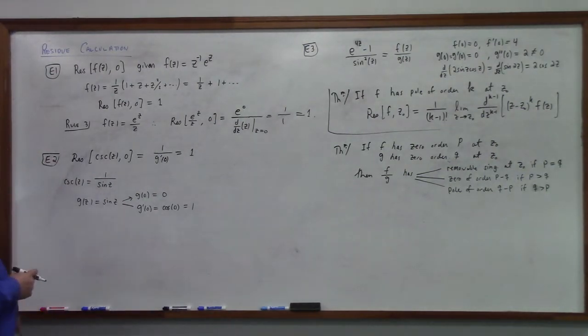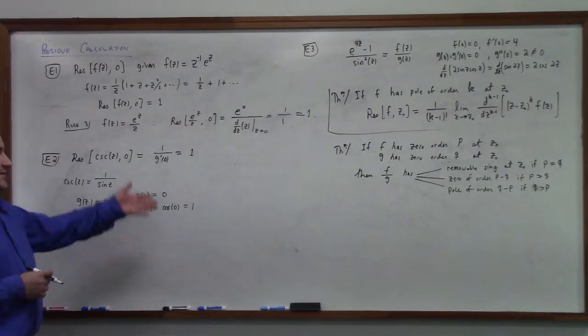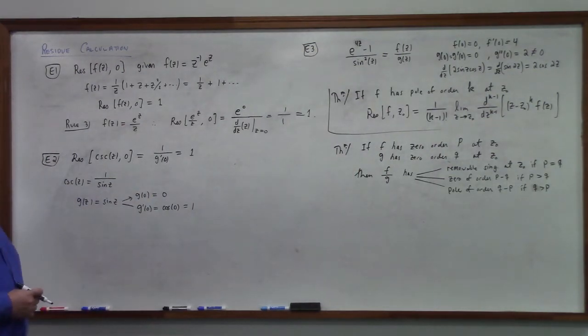Example 1 didn't have this happen, of course, because the function upstairs was e to the z, and that's not 0, right? And example 2 didn't have that happen because the function upstairs was 1. But this example 3 is a pain. So I don't think we can use the theorem because it's not a pole of order 2.